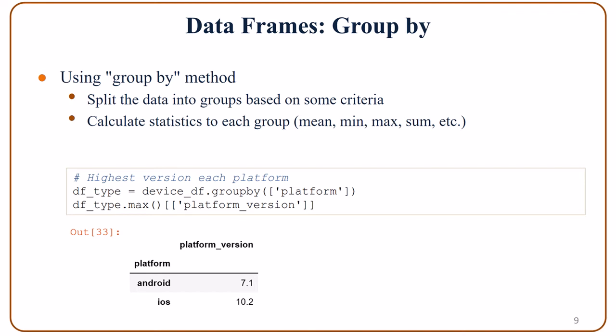Group by. Group by is very much commonly used method for pandas data frames. Basically, it splits data into groups based on some criteria and calculates statistics for each group, such as mean, min, max, sum, and etc.